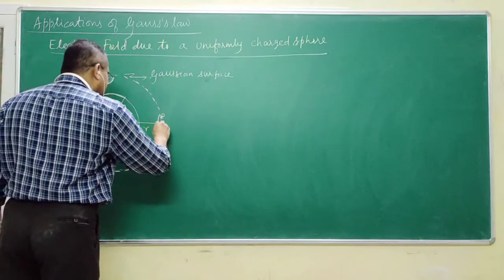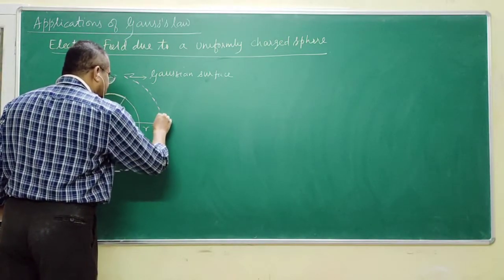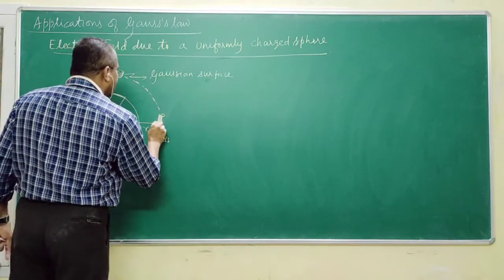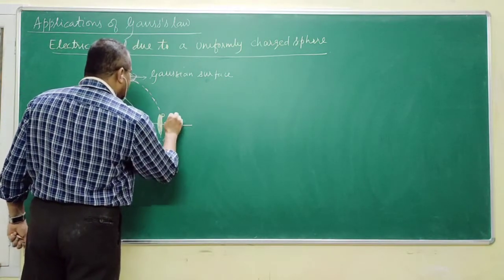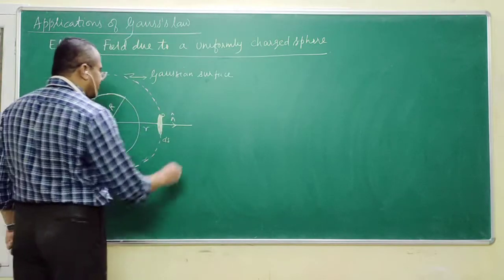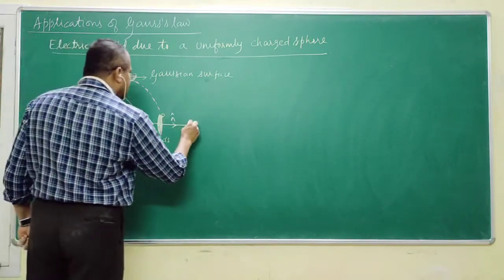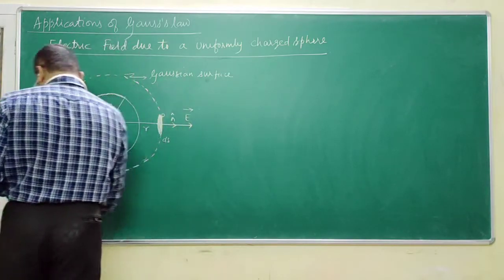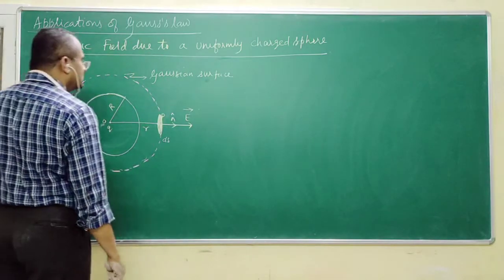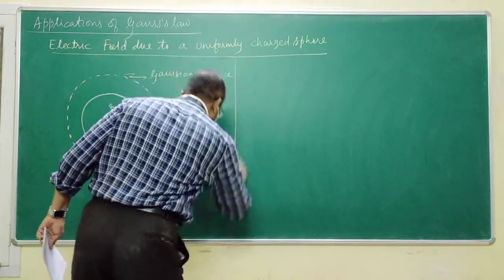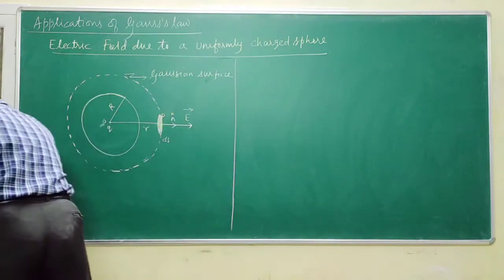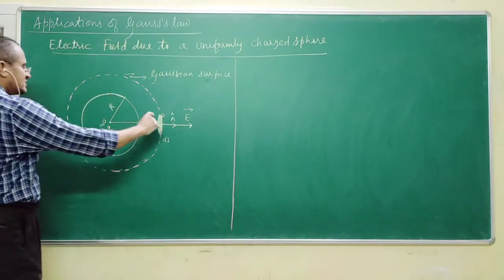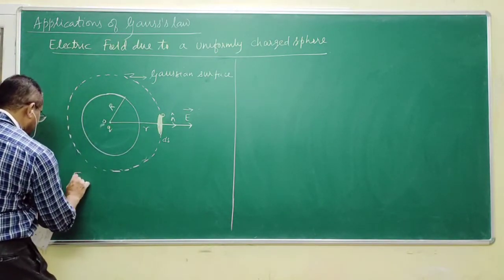In this, I take a small surface of area dS. I draw a unit vector n normal to the surface. Since this is positive charge, electric field is also pointing outwards. Now, the first step I am going to do here is find out what is the flux through the small surface of area dS.